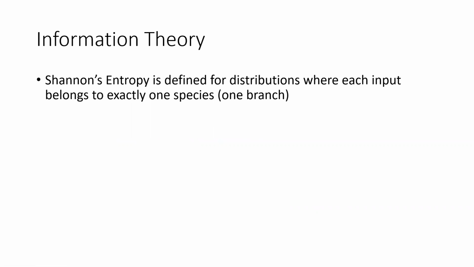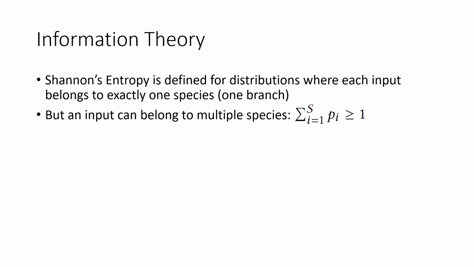However, Shannon's entropy is defined for distributions where each input belongs to exactly one species. However, this is not the case because an input can belong to multiple species. For example, one input can execute multiple branches. So what they do is they just normalize the probabilities.